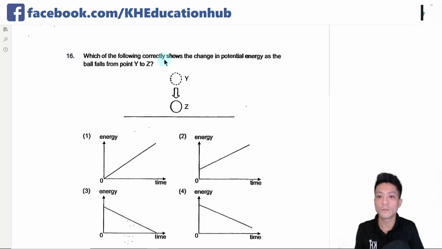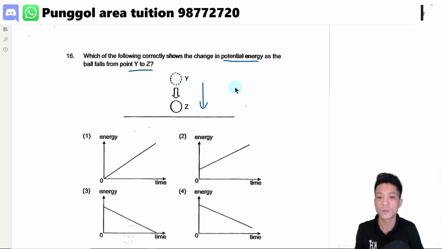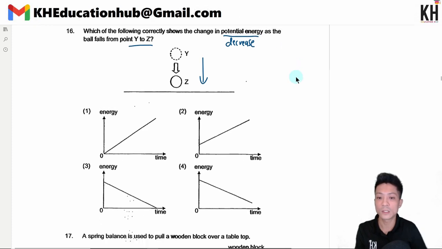Question 16, which of the following correctly shows the change in potential energy, okay, as the ball falls from Y to Z. Okay, so from Y to Z, the position is getting lower, which means that the potential energy should decrease. Okay, so if it decreases, that means option 1 and 2, they are out. Okay, 3 and 4.